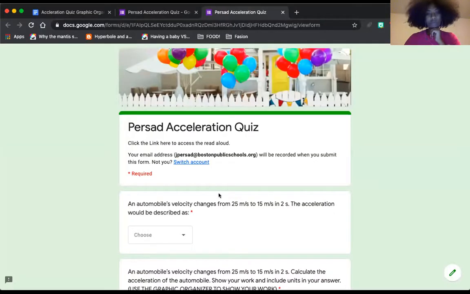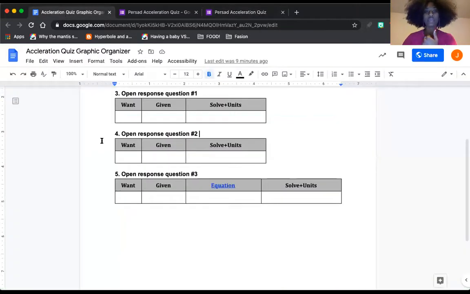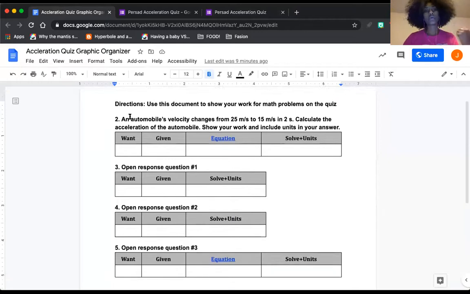Remember that with this, you can stop, pause, go back as much as you would like and as much as is helpful to you. So when you go to your classwork tab in Google Classroom, you will click your quiz, and there will actually be two documents. So you will have your quiz, you will also have your graphic organizer. So as you can see here, questions 2 and then the open response to questions 1, 2, and 3 all require you to use the want given equation solve or want given solve that we've been practicing in class.